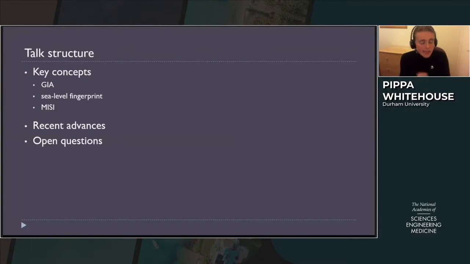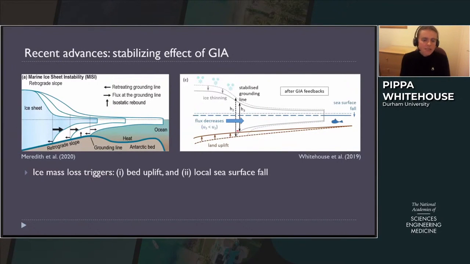So those are the three key concepts I wanted to introduce. And I'm just going to talk about two areas where we have recent advances. And we're really getting into the cutting edge of the processes that are being thought about in recent research. The first of these is the stabilizing effect of GIA. And I hinted at that in the previous slide, the idea that the bed will uplift as the ice sheet thins. What I've taken here is this image on the left, and there's a little bit more complexity here, but I've emphasized the idea that the bed rebounds over a large spatial scale as the ice is losing mass.